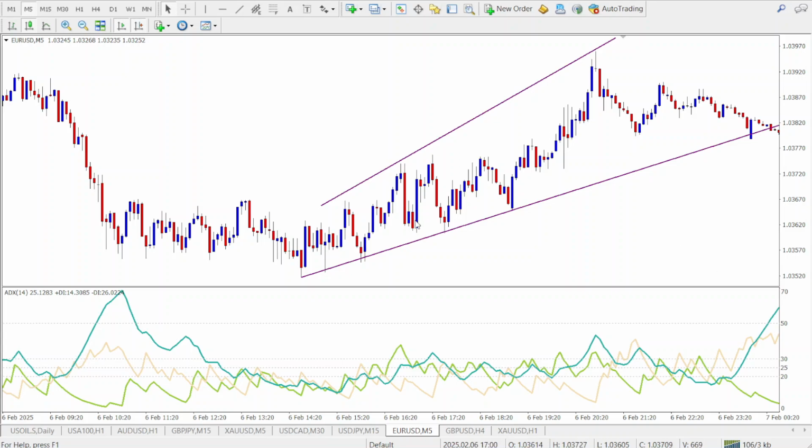Then you should wait for a pullback, all right? Do not just jump into the trade. You don't just jump into a trade blindly. Even in a strong trend, markets don't move in a straight line. So wait for a pullback to a support or resistance level before entering.